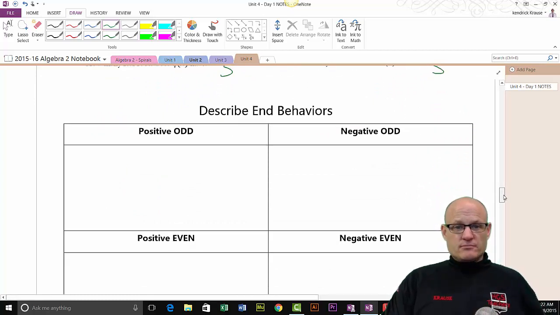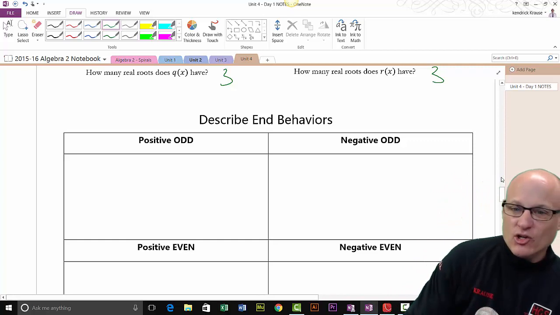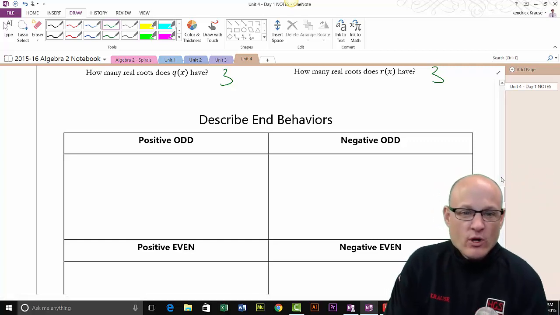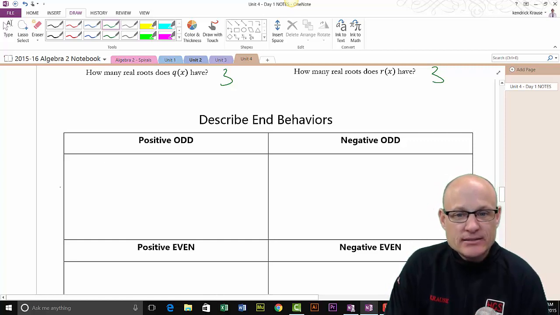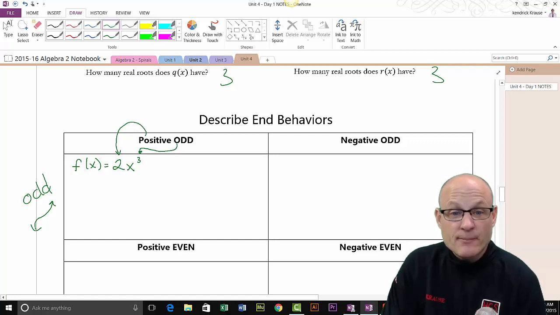end behavior. Positive odd. What would that look like? Positive odd. Well, the one thing I want you to remember about odd, so this is going to be the odd functions up here, is it's going to either go up in one or down in the other. So let's say our function was something like f of x equals 2x cubed. Now, when I'm talking about odd, I'm talking about the exponent. When I'm talking about positive, I'm talking about the leading coefficient. So it's a positive leading coefficient and an odd degree.